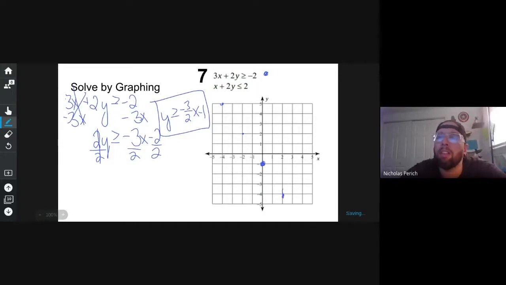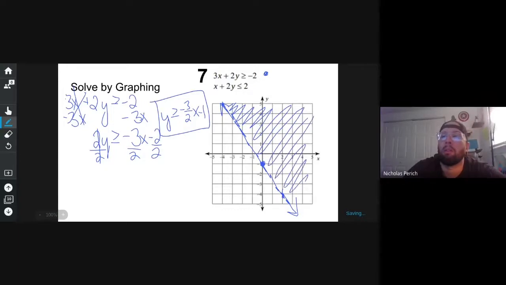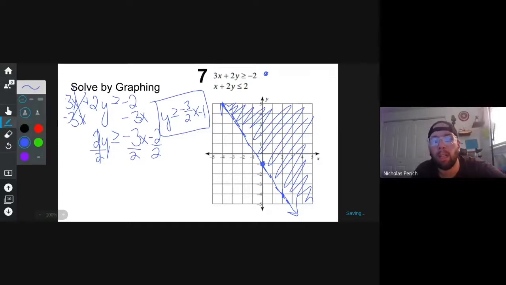Should I dash this or should I make it a solid line? I'm going to make it a solid line because the line that I have is greater than or equal to, and not just greater than. Am I filling above the mountain or below the mountain? Above the mountain because it's greater than or equal to. Good job, everybody. Good job watching.